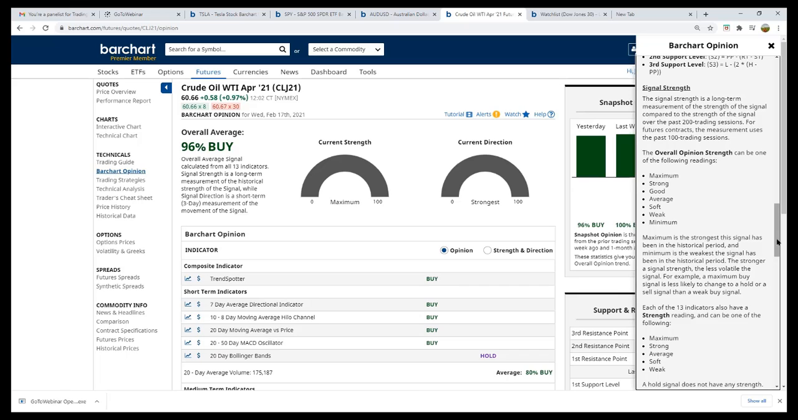Now, each individual technical analysis signal will also have a rating or a category, and you can see that each of the 13 indicators also has a strength reading, and these go from weak to maximum as well. All right, so strength, right here it says, is our long-term measurement of the strength of our trends. How is our trend doing?